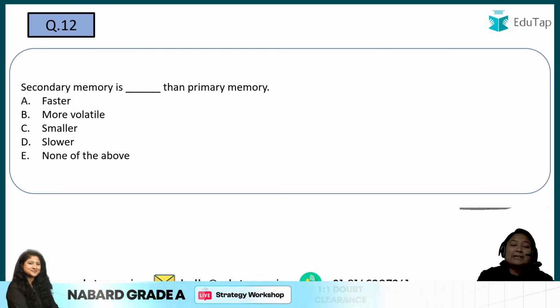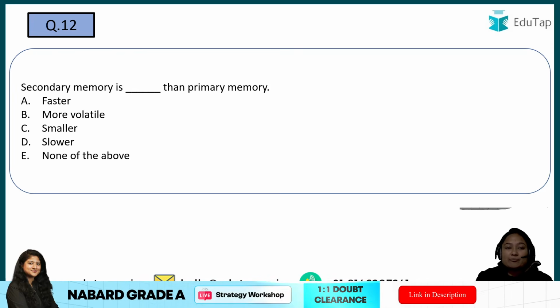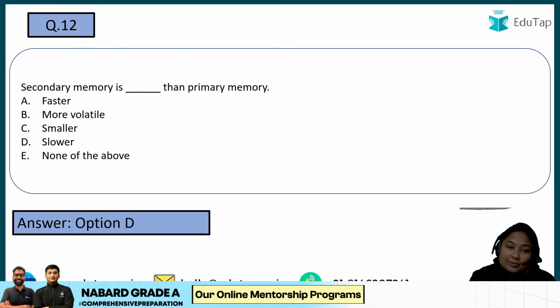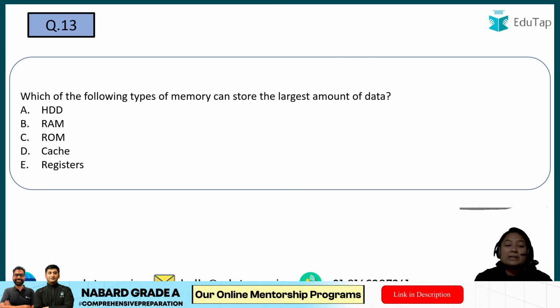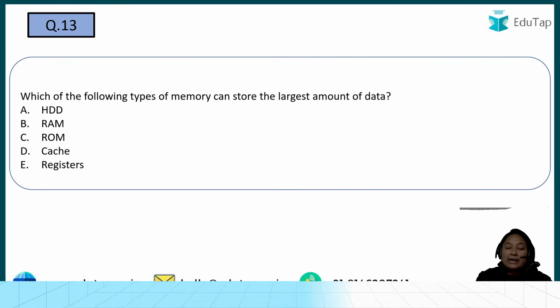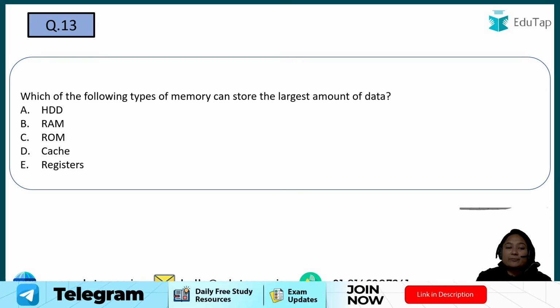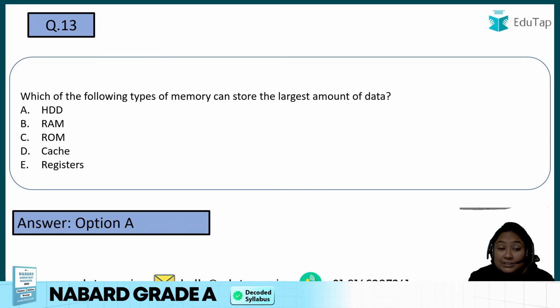Okay. Secondary memory is dash than primary memory: faster, more volatile, smaller, or slower? The correct answer will be slower. Secondary memory is slower. Okay. Then which of the following types of memory can store the largest amount of data? HDD, RAM, ROM, cache, or register? So we all know, among all those, the secondary memory has the highest capacity. The only example of secondary memory here is the HDD. So option A will be the correct answer.